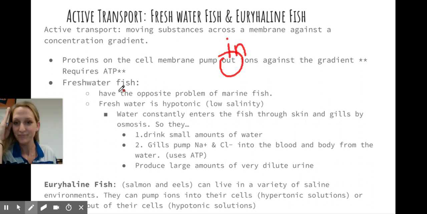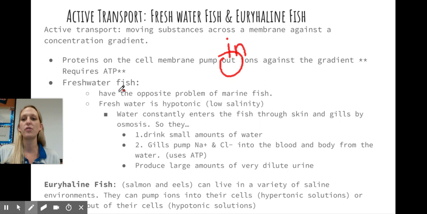Okay, it's 5 o'clock. All right, so the water, if it's hypotonic, this is going to be a freshwater solution compared to the dissolved particles inside of the fish. Again, it's going to have the opposite problem of the marine fish. Our freshwater fish is going to be taking on a lot of water and losing its own salts to the environment. So what do they do? They're not going to go out of their way to drink a ton of water. They're going to get a lot of their salts from the food that they eat.